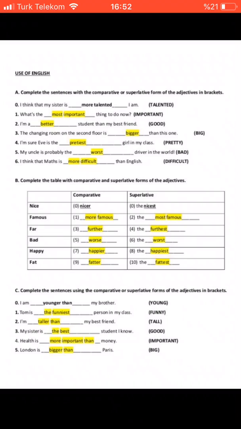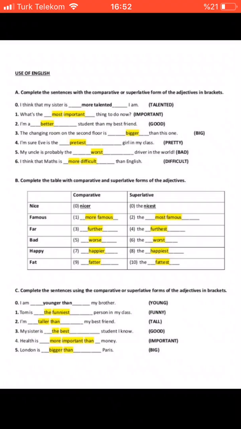Superlative form. I think that math is more difficult than English. I'm comparing math to English. Matematiği İngilizce ile kıyasladığım için ve ikiden fazla bir hecesi olduğu için bu sıfatımızı more difficult than English şeklinde kullandım.